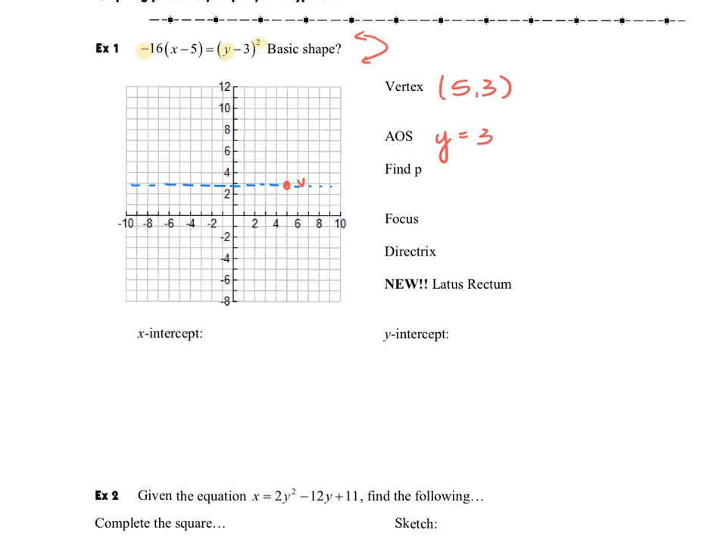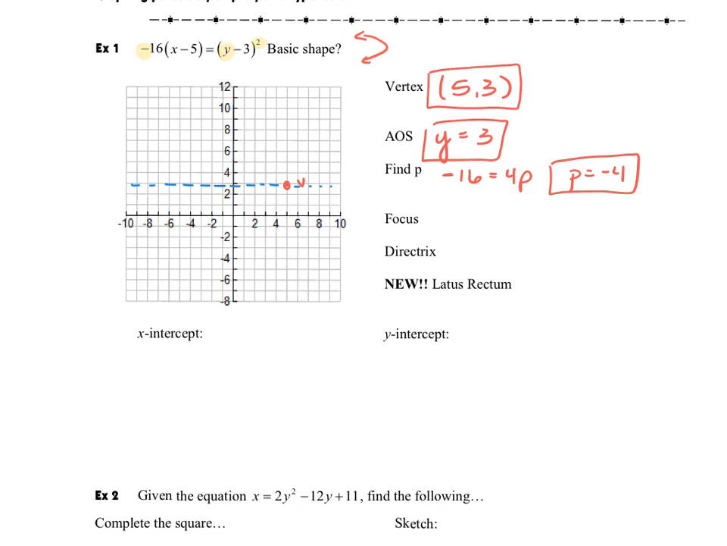Then we're going to find our p-value. That means we're going to grab that coefficient, that negative 16, and set that equal to 4p. It's always equal to 4p. So that gets our p-value of negative 4. I'm going to go ahead and put some boxes around these other answers that might help some of you.